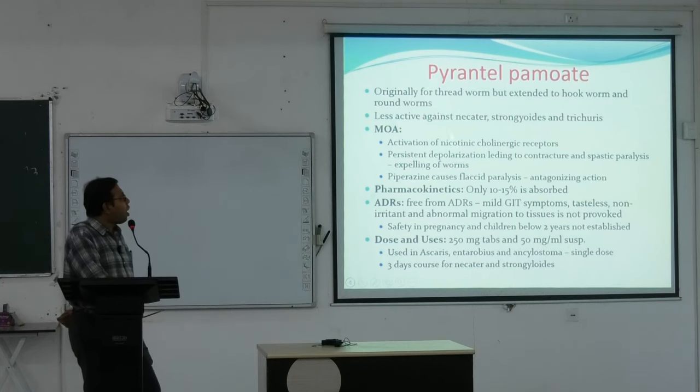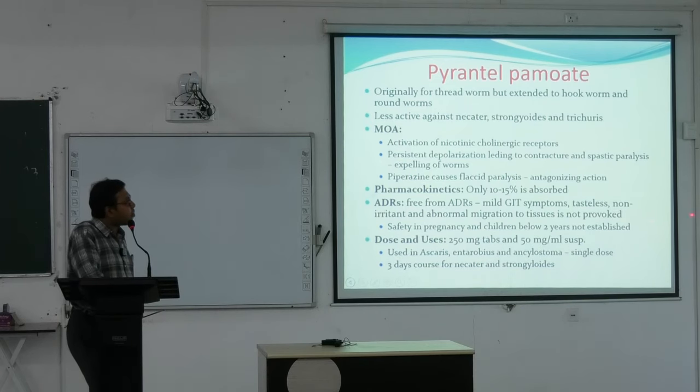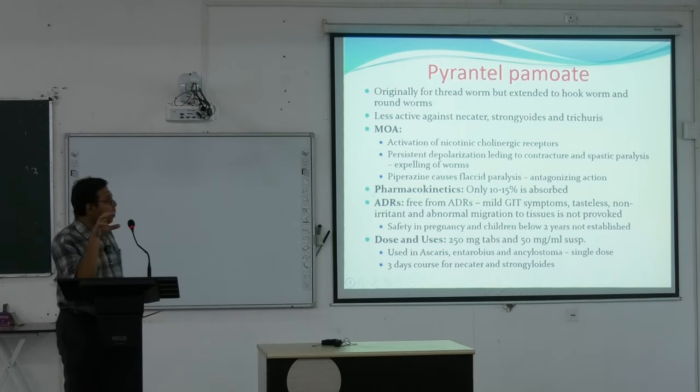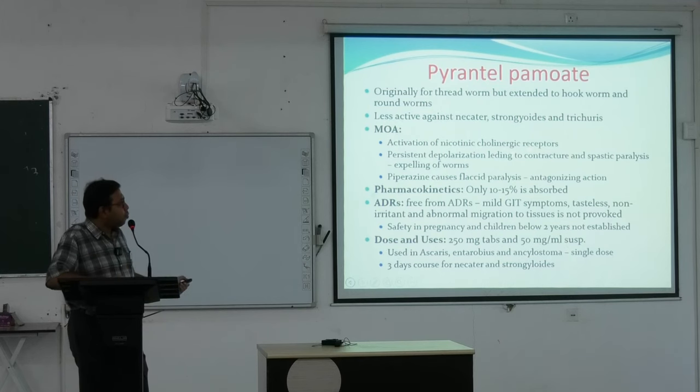Pyrantel pamoate is another drug originally used for pinworm, but it is now extended to hookworm and roundworm, and is less active against Necator, Strongyloides and Trichuris. Mechanism of action: they activate the nicotinic cholinergic receptors and cause persistent depolarization. When persistent depolarization of the worms occurs, that leads to contracture and spastic paralysis, and that ultimately leads to expulsion of the worms. The worms infest the intestine by a hook-like action, and they are expelled by spastic paralysis and contracture.